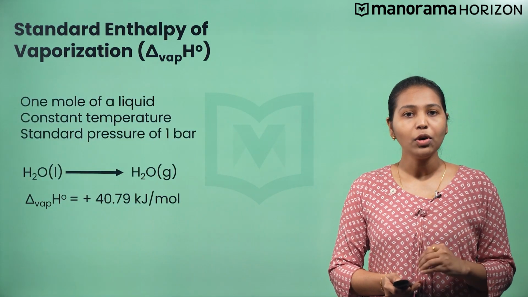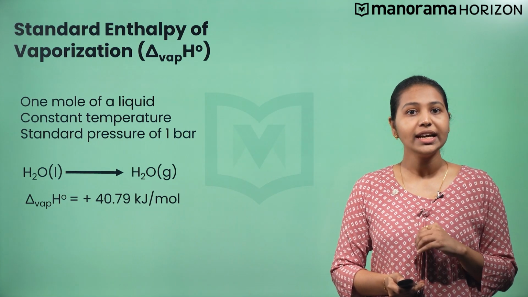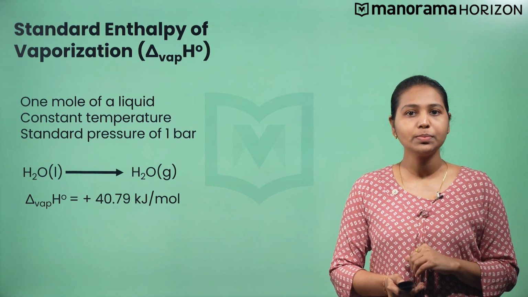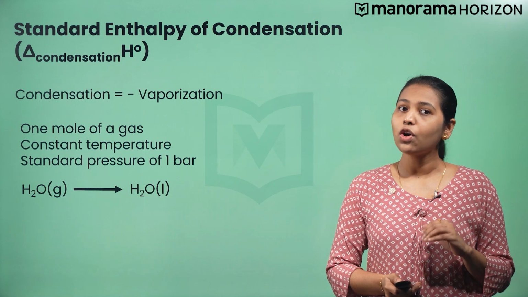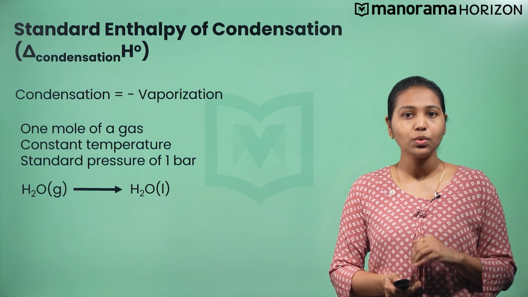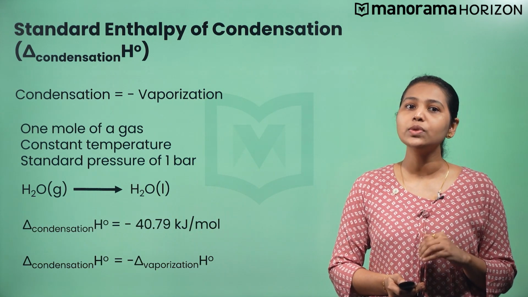For example, the amount of heat required to convert 1 mole of liquid water into its vapor at 373 Kelvin is plus 40.79 kilojoules per mole. Note, condensation is the opposite of evaporation. Hence, molar enthalpy of condensation of gaseous water vapor will be minus 40.79 kilojoules per mole.